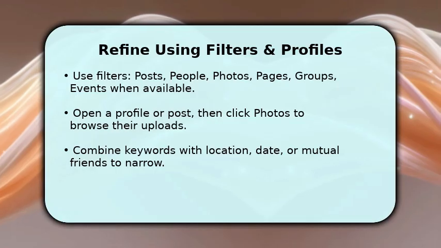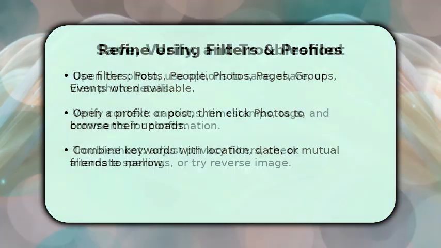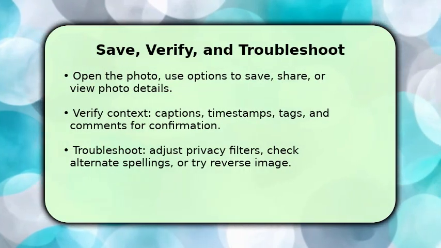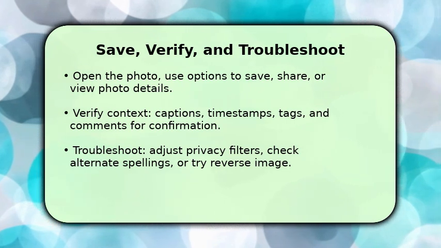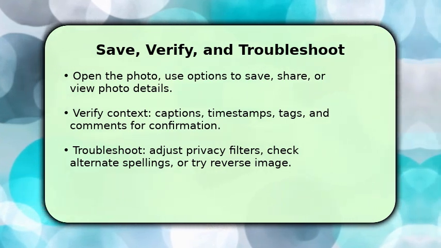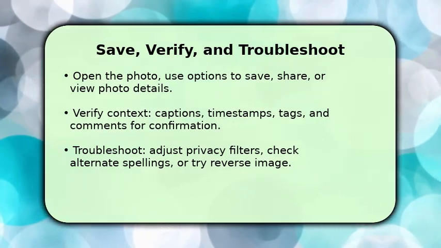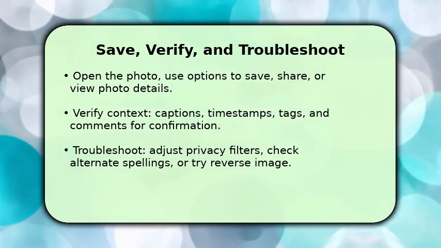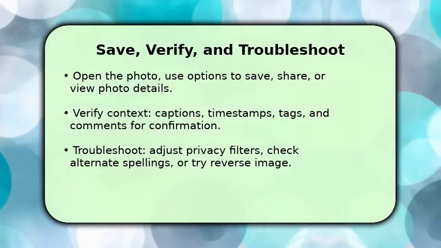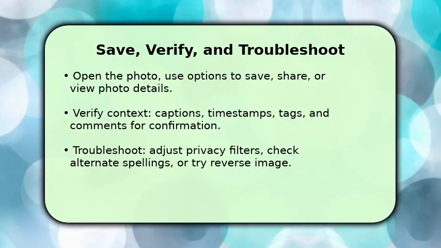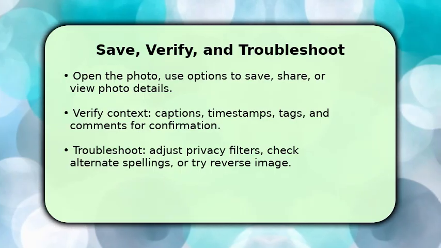This step reduces hunting. When you find a candidate photo, open it to view captions, tags, and the timestamp so you can verify context and authenticity. Save or bookmark the photo if you need it later, and use share or message to ask the owner permission before reuse. If you can't find it, make sure privacy settings aren't hiding content, try alternate name spellings or date ranges. And as a last resort, perform a reverse image search outside Facebook to locate reposts or original sources.